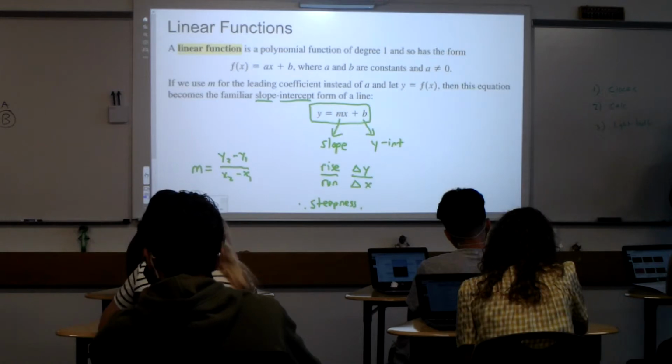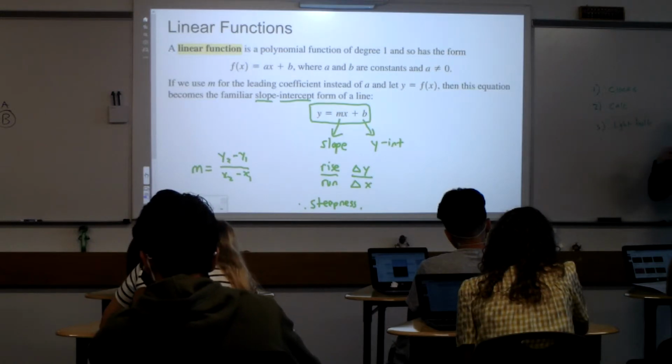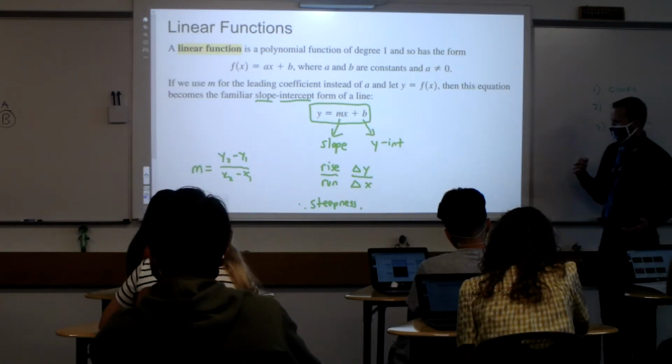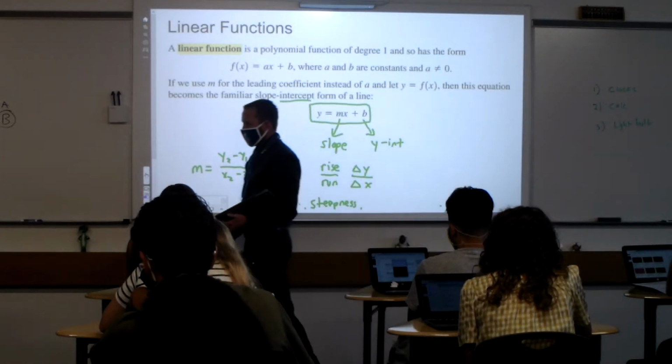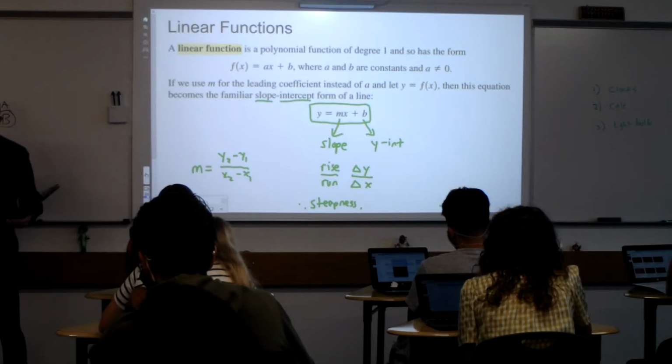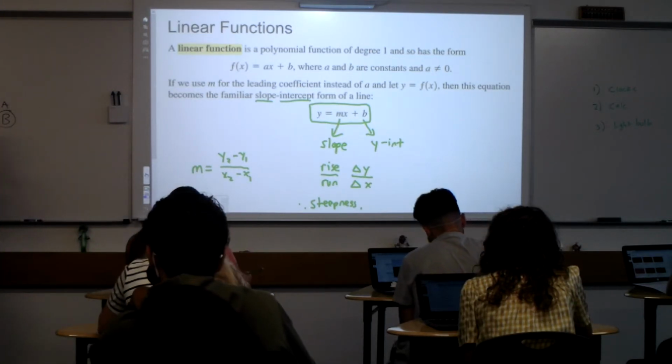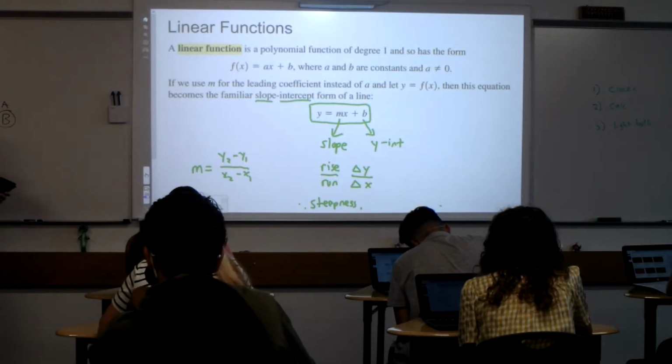Is this ringing bells? You've done this before, nothing new here, just need a little refresher. And then b, that's just your y-intercept, that's pretty easy. Just where it crosses the y-axis.